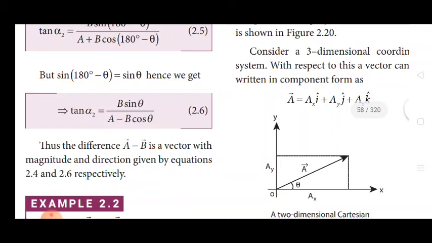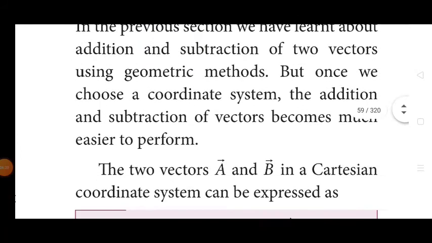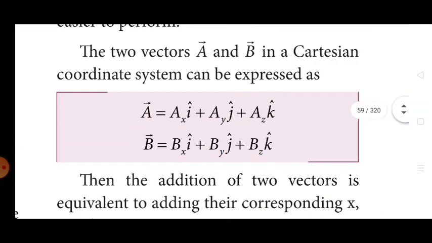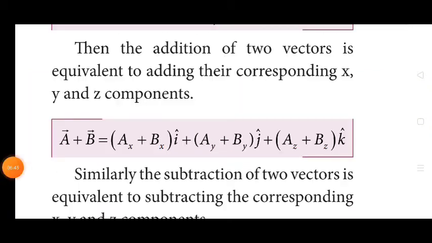Vector addition using components. So a vector and b vector are two vectors. How can we express them in the Cartesian coordinate system? a vector is equal to ax i cap plus ay j cap plus az k cap. b vector is equal to bx i, by j, bz k, like that we add them. Addition: a vector plus b vector is equal to (ax plus bx) i cap plus (ay plus by) j cap plus (az plus bz) k cap.